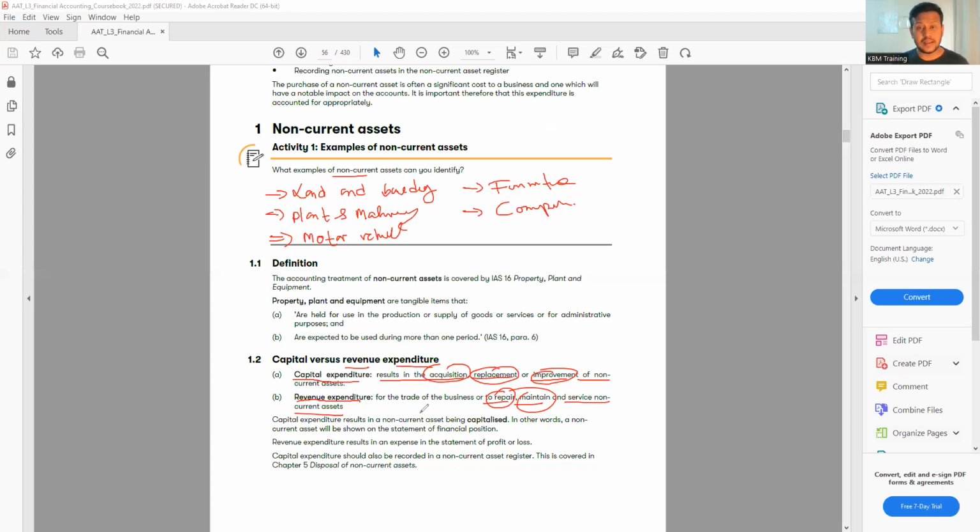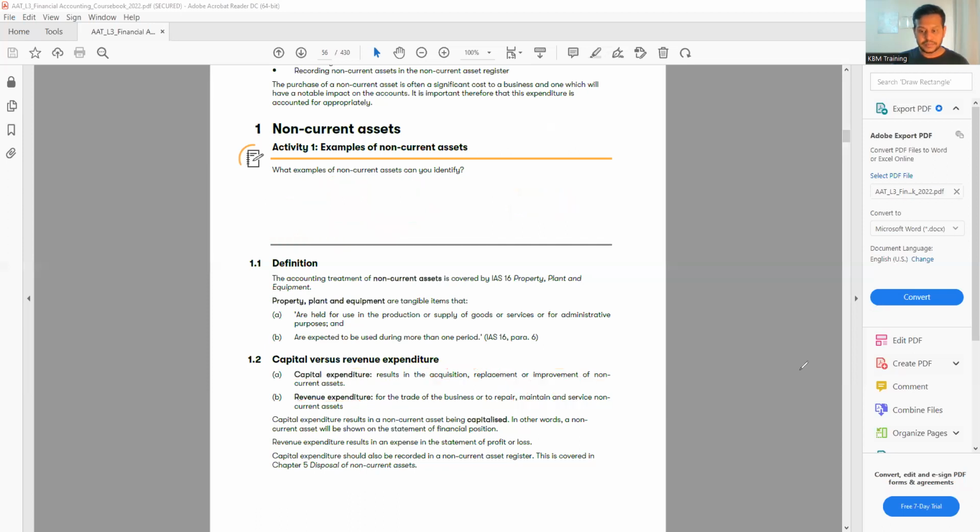For example, let's say you have a machine, you have a big printer. So every month you have to change the toner, you have to make some repair and maintenance, you have to clean. So this sort of thing is your ongoing work that you have to do every day. This is your revenue expenditure. For example, the insurance, this sort of thing is your revenue expenditure. All right, so this is it here. Let's move to the next one.